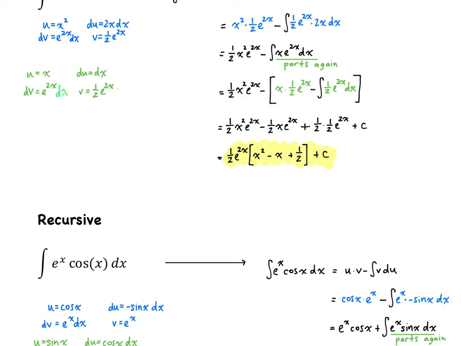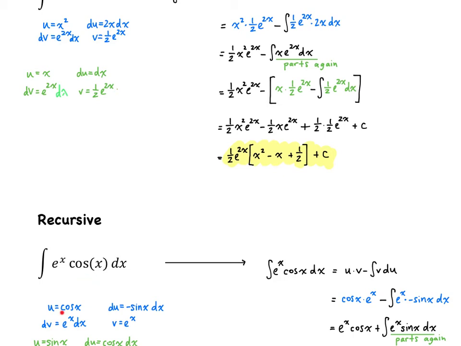Okay, this last example is called a recursive example. So what does that mean? Well, let's walk through this example and you'll see what I mean. So the first thing I notice is we have a product of two functions, right? And I can't make a u substitution, so parts it is. So now which one's going to be a better u?